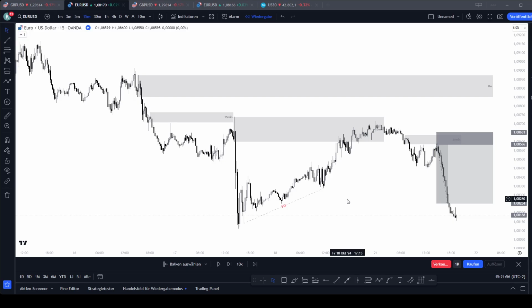Market structure. Remember, I have three concepts: market structure, liquidity, and supply zones. Since it's a sell trade, we focus on supply zones. Firstly, we identify liquidity. This is liquidity sitting below here. We're expecting price to come down and take out this liquidity. And secondly, we focus on market structure.